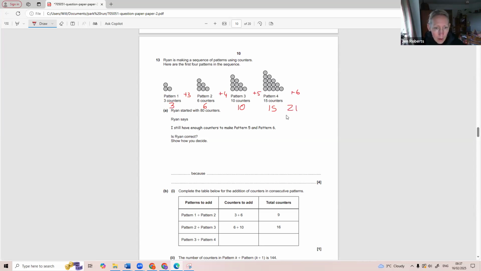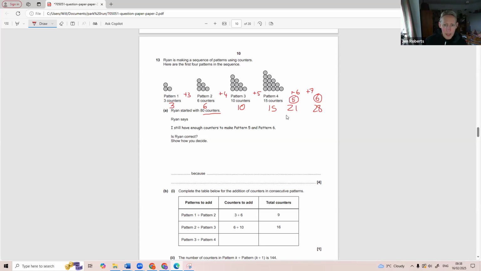He says I still have enough counters to make pattern 5 and 6. He's got 80 counters in total. Is he correct? So pattern 5, we've worked out it'd be 21. What about pattern 6? We need to add 7, which is 28.